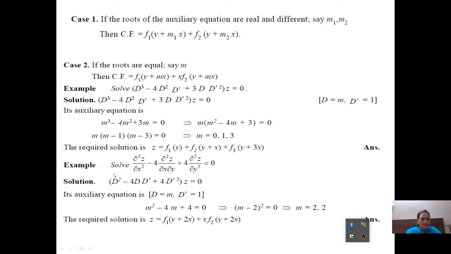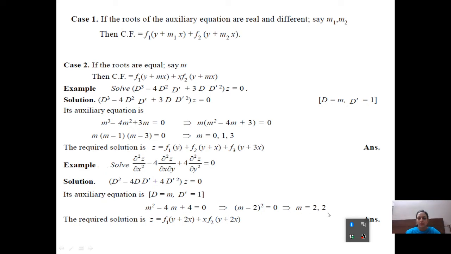So a second example has been taken in this continuation. Solve the equation given as del 2z by del x square minus 4 del 2z by del x del y plus 4 del 2z by del y square is equal to 0. To solve this equation, we have written the equation in this form. Again, to frame the auxiliary equation, we will place m in place of D and we will place 1 in place of D dash. This equation will be obtained. Simply factorize this equation and obtain the roots.